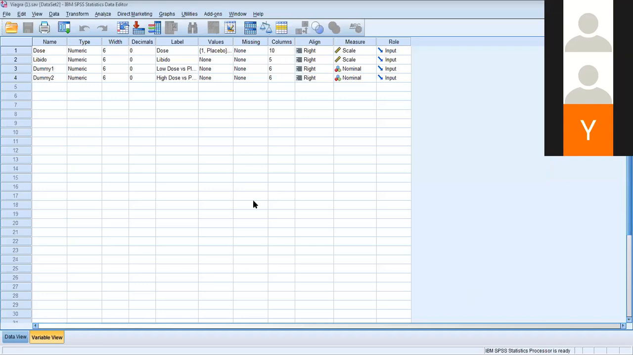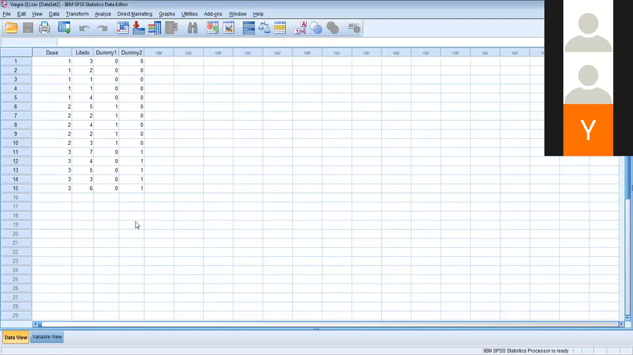Yes. Okay. Go to the data editor window. Data view. Click on the data view. You will see that the dose is the exposure, the libido is the outcome. We have dummy 1, dummy 2. Because of the regression, that's why I created the dummy. If you look at me, when we were doing ANOVA, we didn't use that dummy.